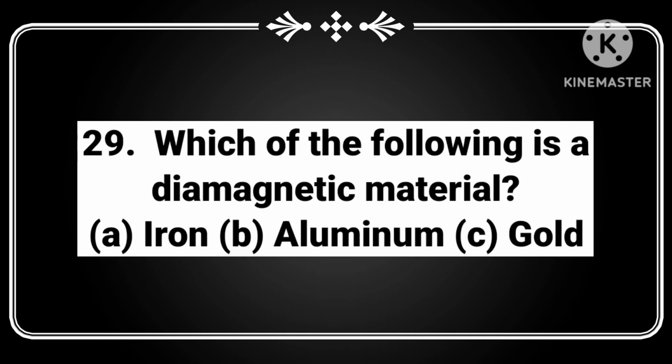Which of the following is a diamagnetic material? Options: iron, aluminum, gold. And the correct answer is gold.